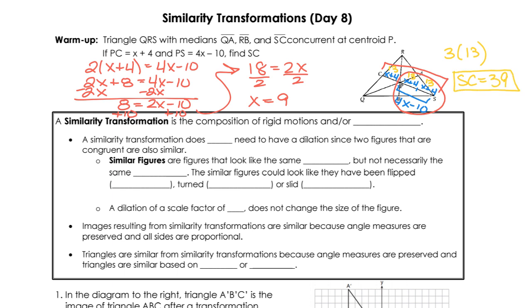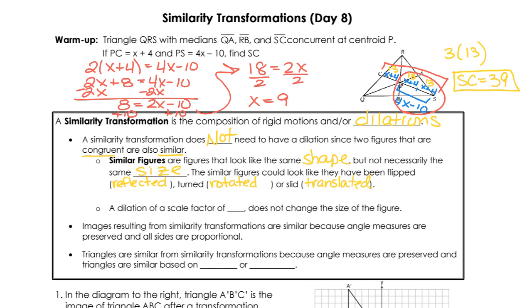Okay. All right, going down, we got a similarity transformation is the composition of rigid motions and or dilations. All right, a similarity transformation does not need to have a dilation since two figures that are congruent are also similar. Okay? Similar figures are figures that look like the same shape, but not necessarily the same size. The similar figures could look like they have been flipped, which is reflected, turned, which is rotated, or slid, which is translated.